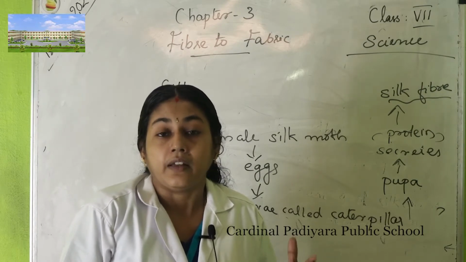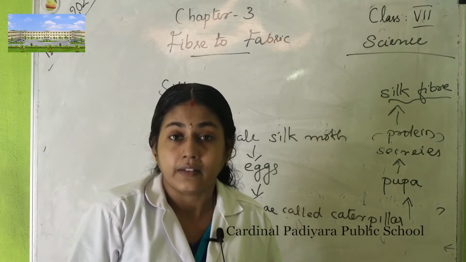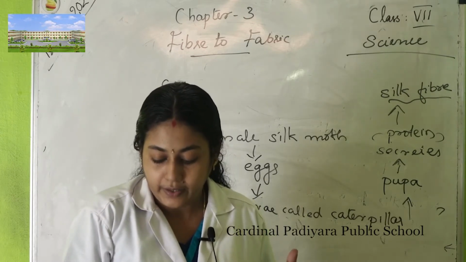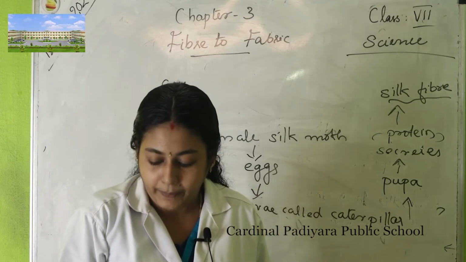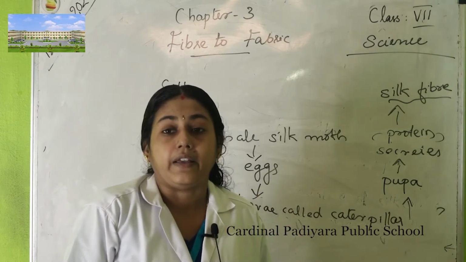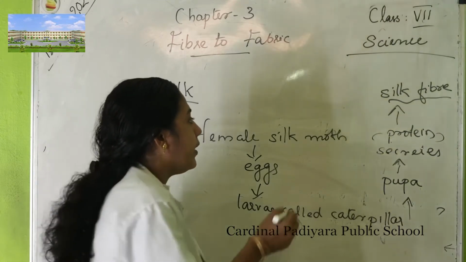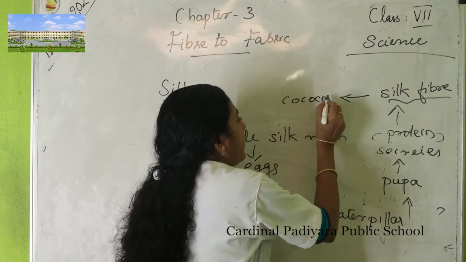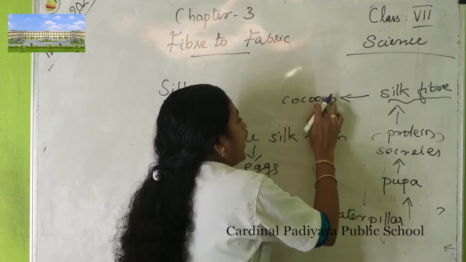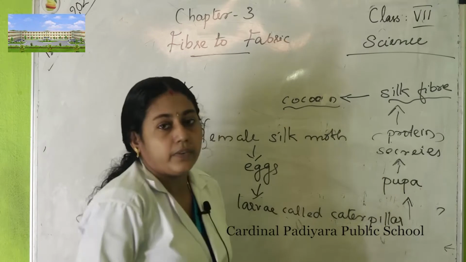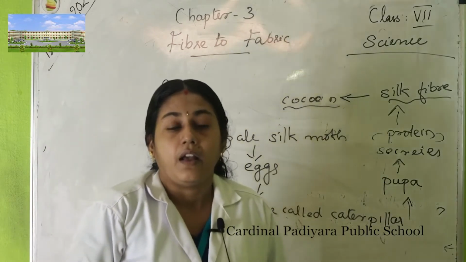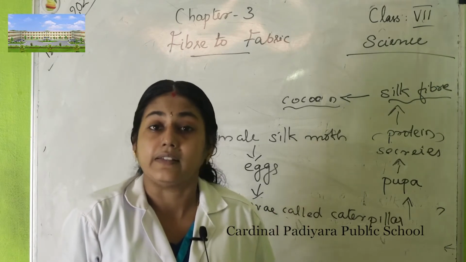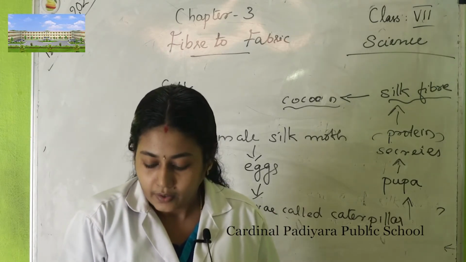Within minutes, the caterpillar completely covers itself with this secretion, which forms silk fiber, and this covering is known as cocoon. So what is cocoon? The covering of the pupa made up of silk fiber is called cocoon.